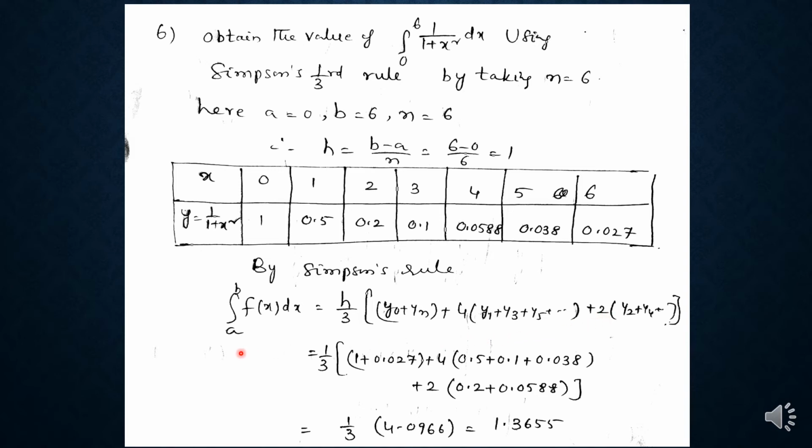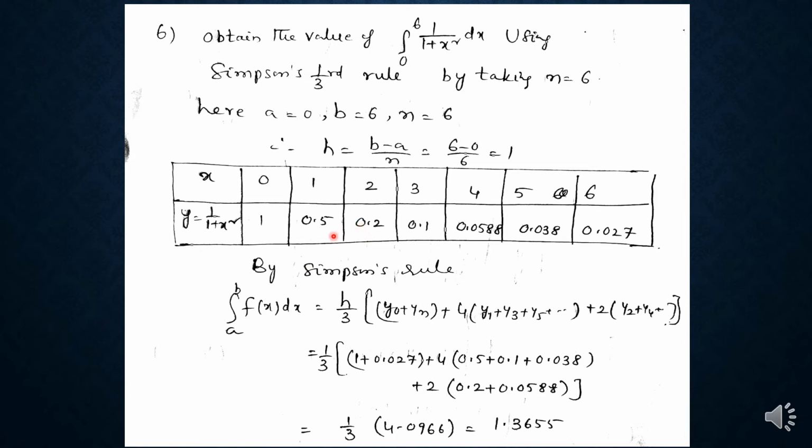So here the integral from 0 to 6 of 1 by 1 plus x square dx is equal to, here h is equal to 1, so 1 by 3 into y0 plus yn. y0 is the first ordinate, that is 1, plus yn, the last ordinate, 0.027, plus 4 into y1 plus y3 plus y5. So that is 0.5 plus 0.1 plus 0.038. This is the sum of the odd ordinates, plus 2 into the sum of the even ordinates.